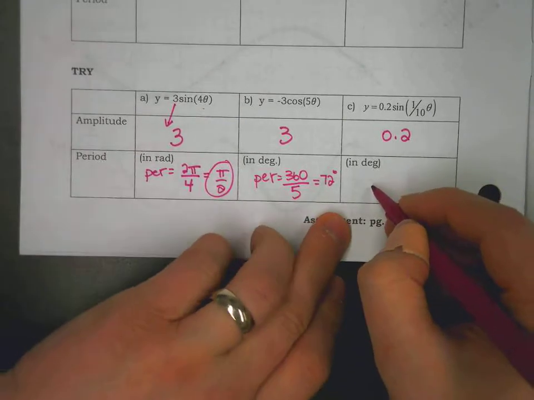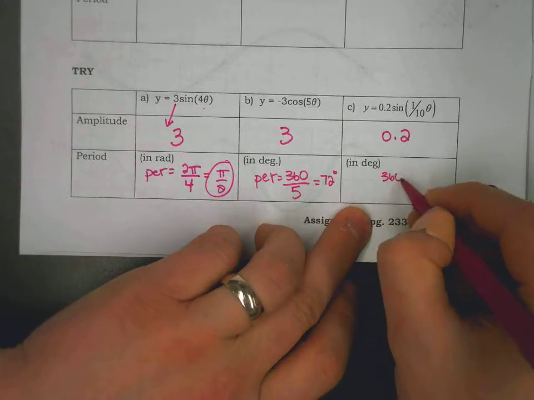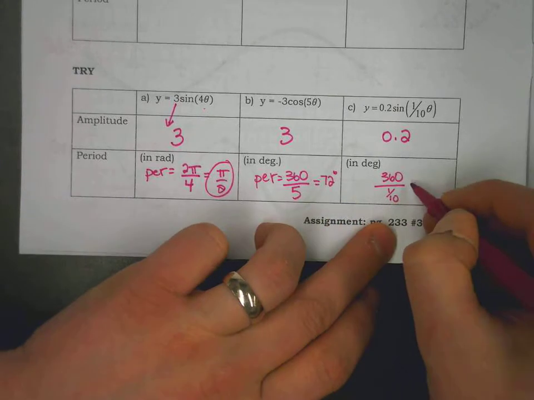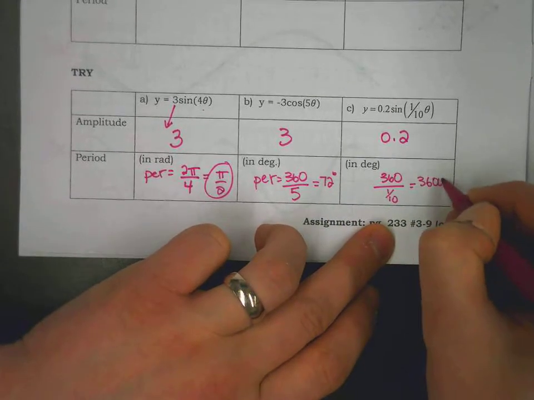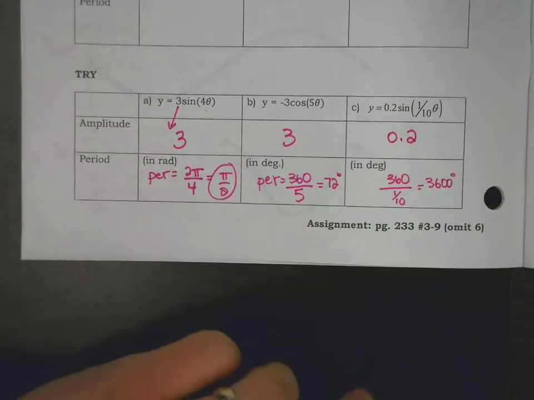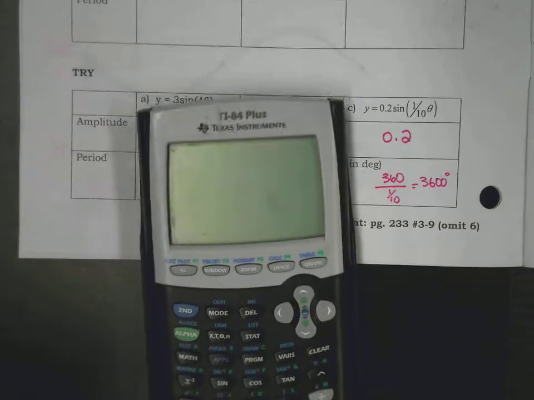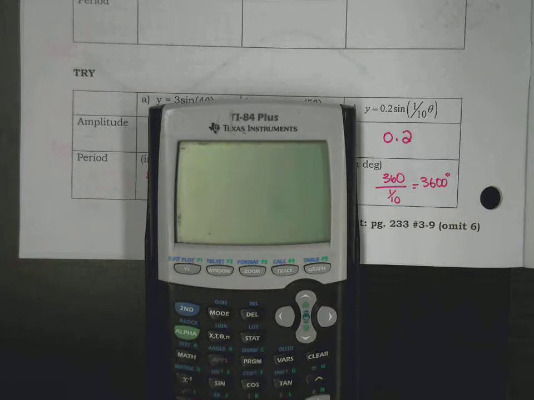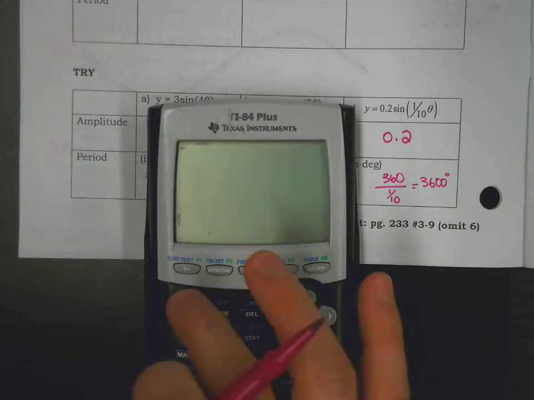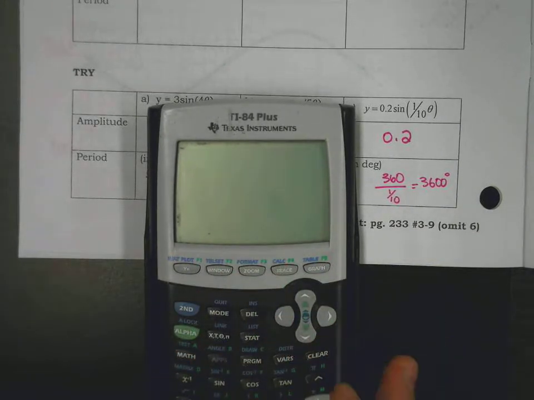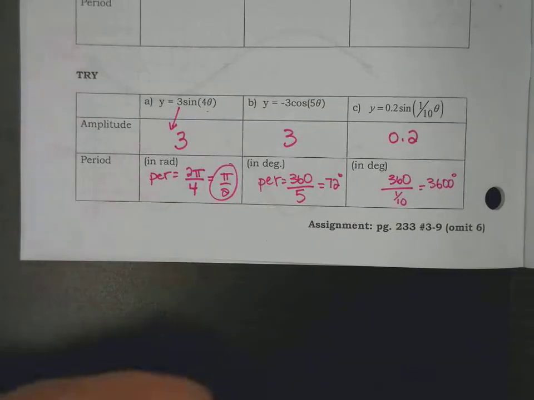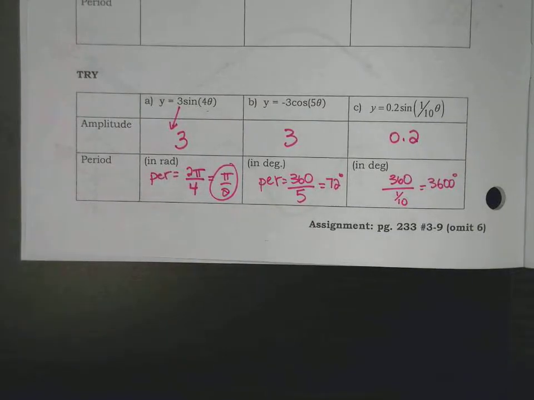And the last one in degrees, 360 divided by a tenth, gets a bit bigger, to 3,600 degrees to make one full wave. And you can imagine in your calculator, if you wanted to sketch that, your window would probably have to go from 0 to 3,600 degrees, and one complete wave would show up.